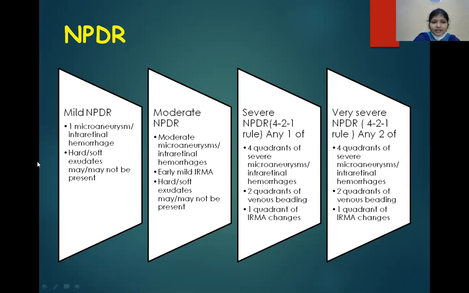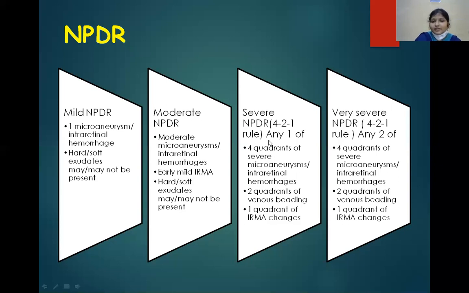So what is mild NPDR? Here, at least one microaneurysm or intraretinal hemorrhage must be present, at least one. Hard and soft exudates may or may not be present. Next, coming to moderate NPDR. Here, there are moderate microaneurysms and intraretinal hemorrhages. Similar to mild NPDR, hard exudates and soft exudates may or may not be present, and early mild IRMA, that is intraretinal microvascular abnormalities, are present.